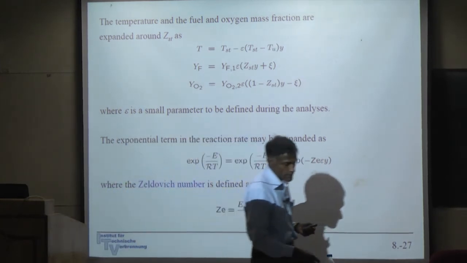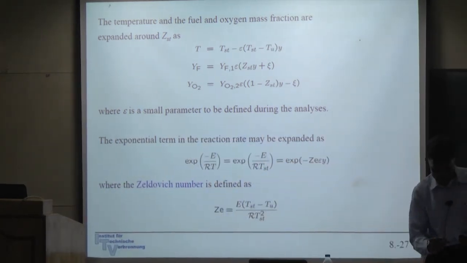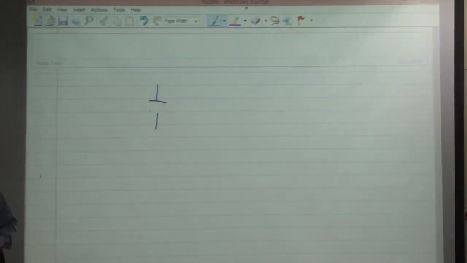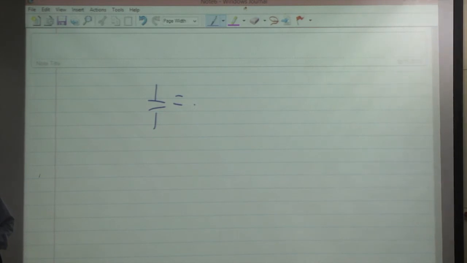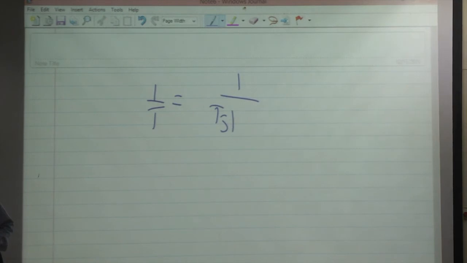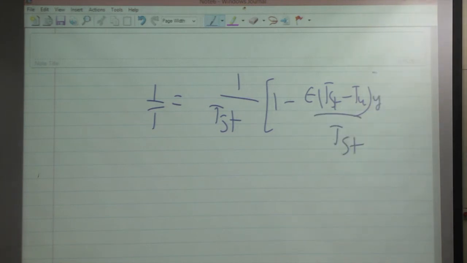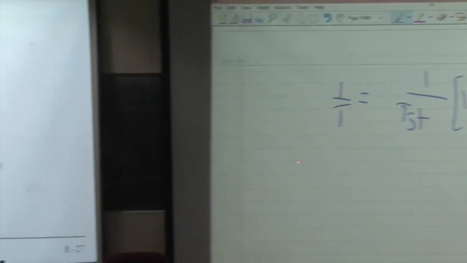Again, typically what's done here is the classical expansion, where you simply write 1 over T. Use that expression, so you can write that as 1 over TST times 1 minus epsilon times (TST minus TU) times Y over TST, to the minus 1. You can do a classical expansion and write it that way.